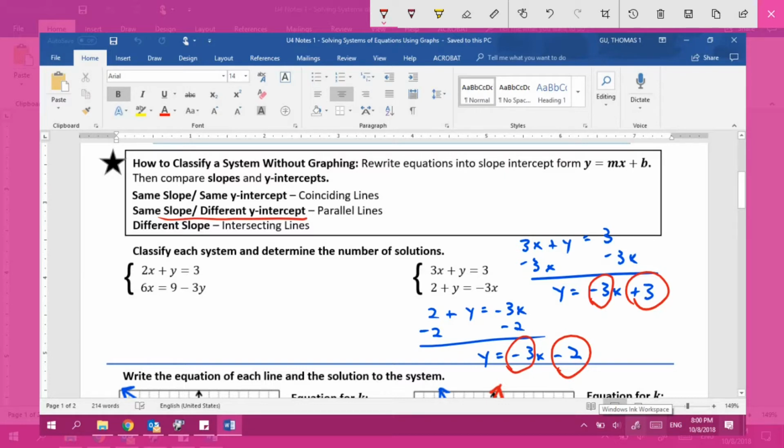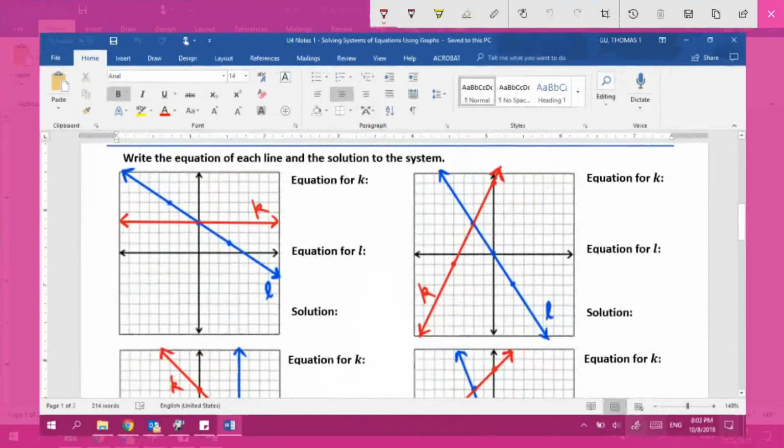They never touch. There's no solution, or NS, which means that it's inconsistent. Inconsistent. Boom, there we go. And finally, we're going to have to know how to write the equation of each line and then find the solution to the system. Okay, so this time they gave us the lines, we need to find the solution. That's the easier part. But writing the equations, that's where we might struggle a little bit.